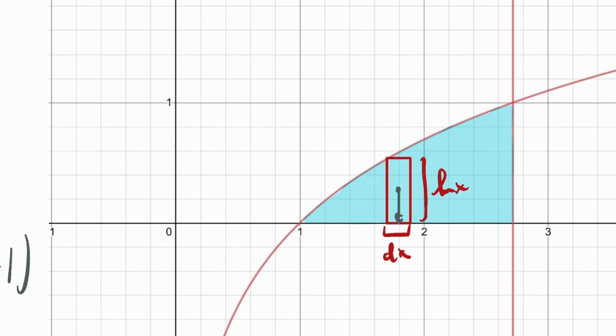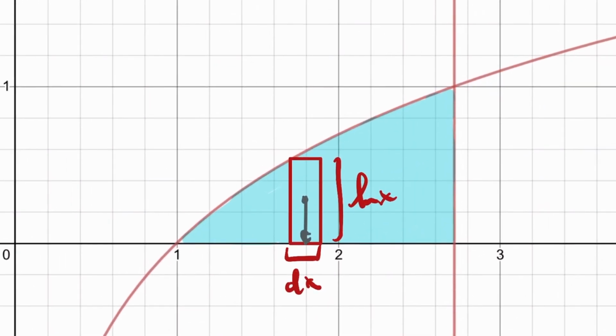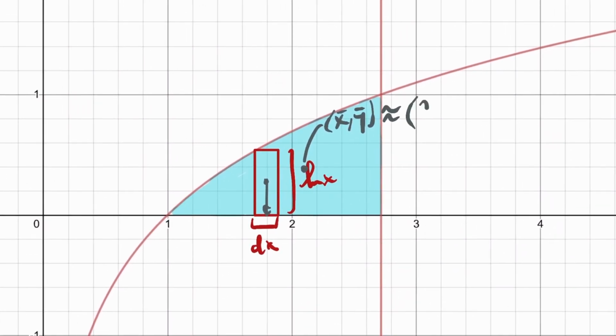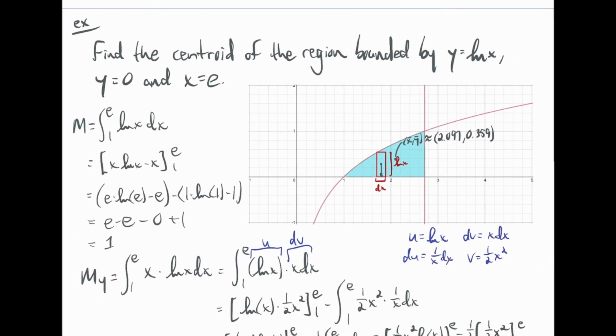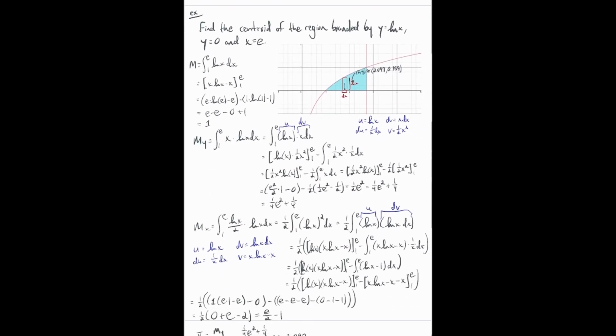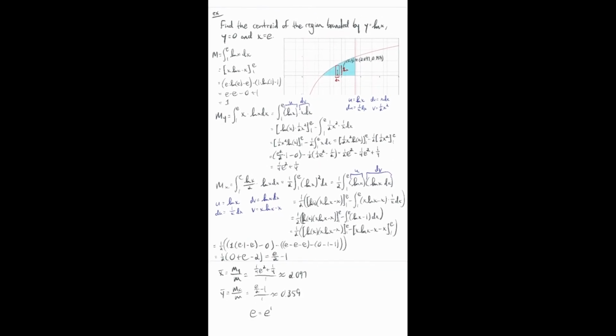So there we go. The center is at... I guess I'll try to draw it accurately. Oh, that's the wrong tool, wrong button. So x bar, y bar is approximately 2.097, comma, 0.359. Okay, and these integrals all required integration by parts to solve. So yeah, there is that example.